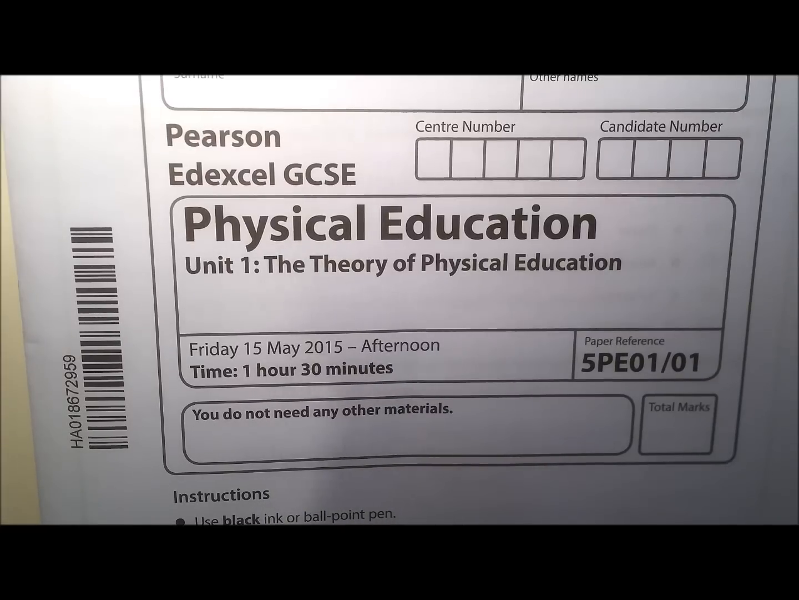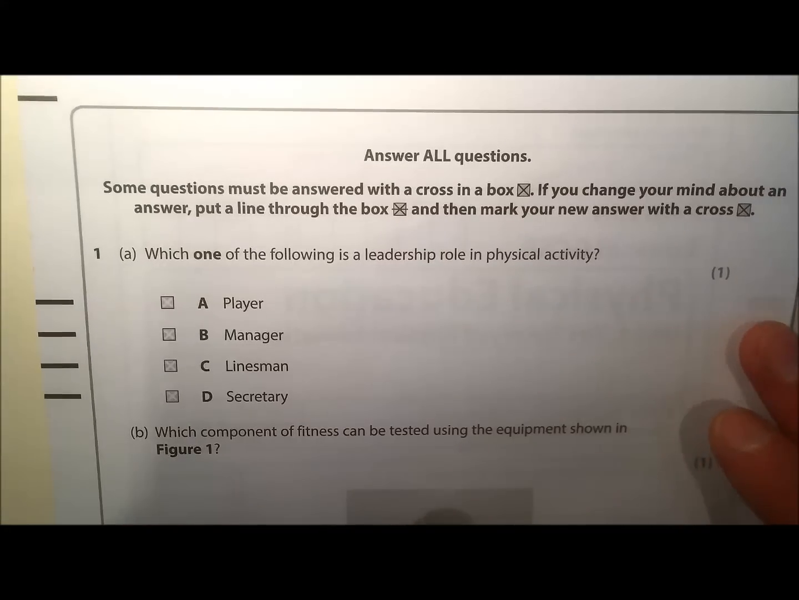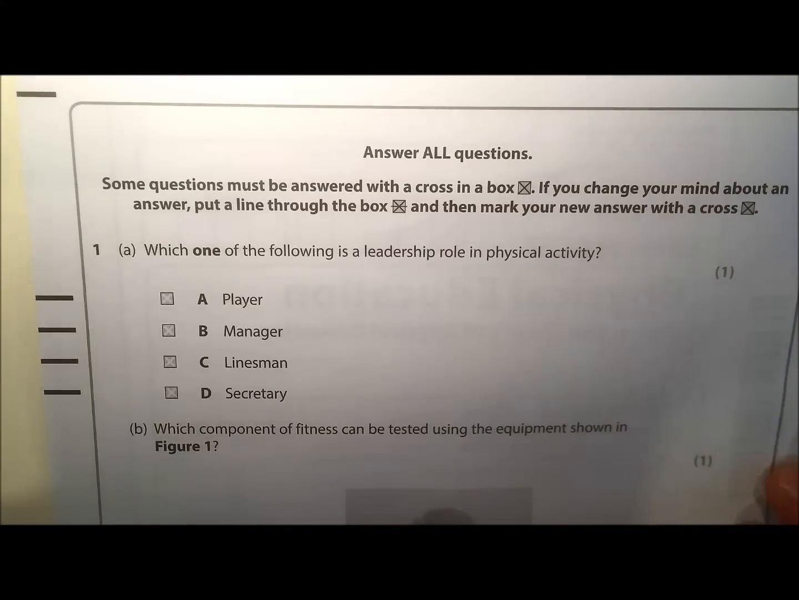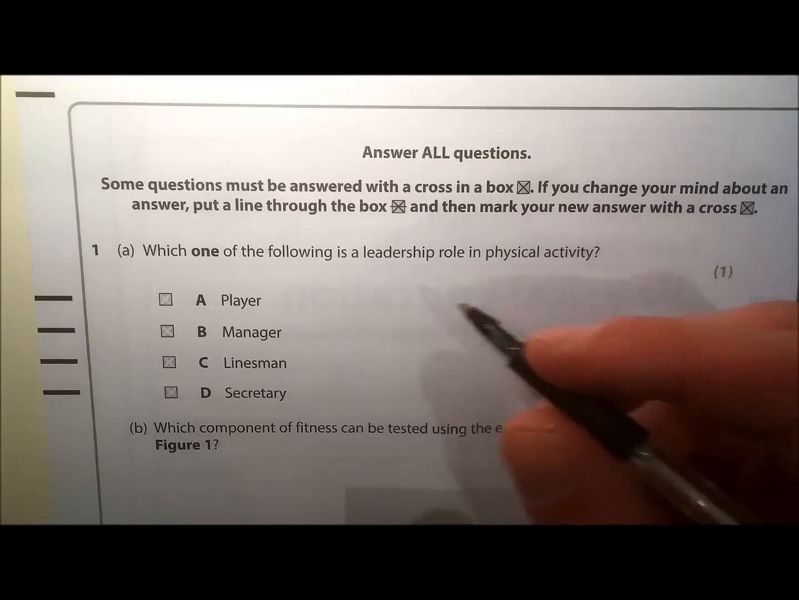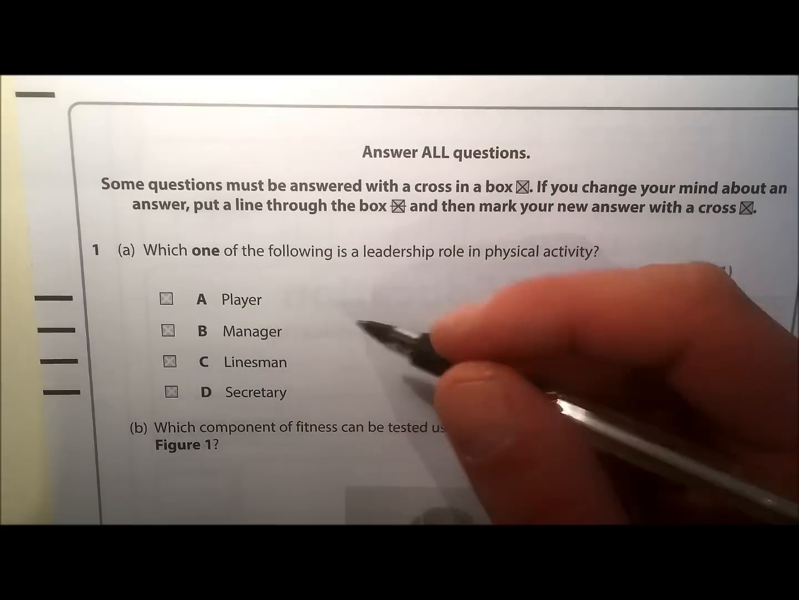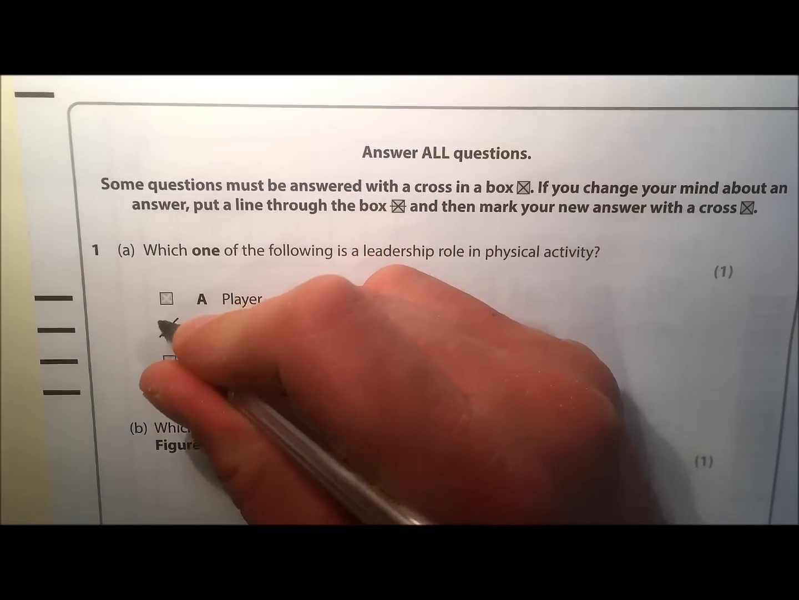edXL Physical Education 2015 paper. Question 1. Which one of the following is a leadership role in physical activity? Player, manager, linesman, secretary. Manager.